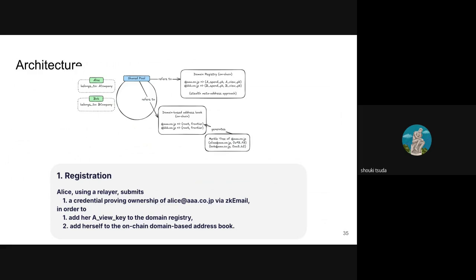Here is some good news. .co.jp is an email domain managed by the government as the authority. If we limit the scope to .co.jp, only registered corporations can be obtained. By limiting the scope to .co.jp, this shared pool becomes a government-guaranteed compliance space on public chain.